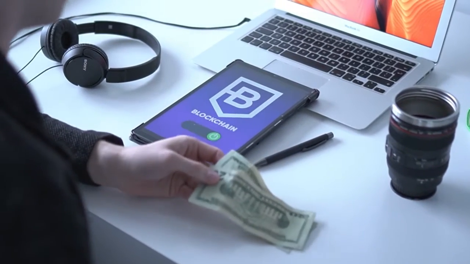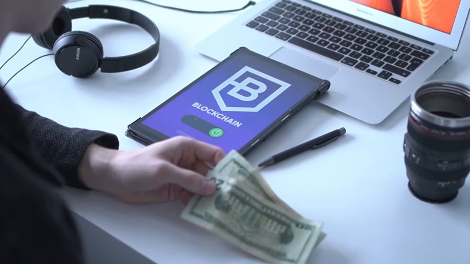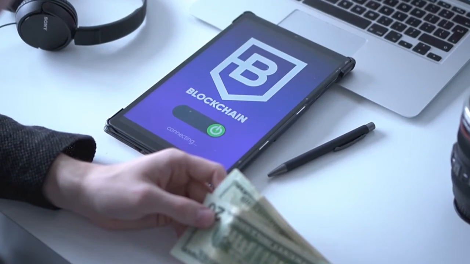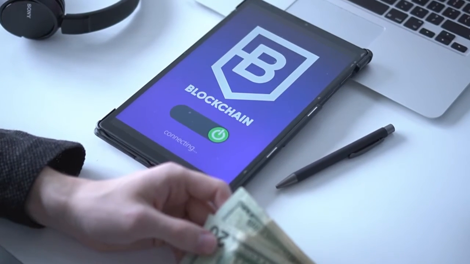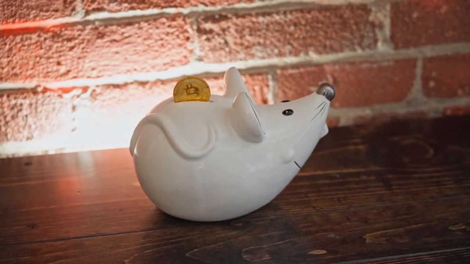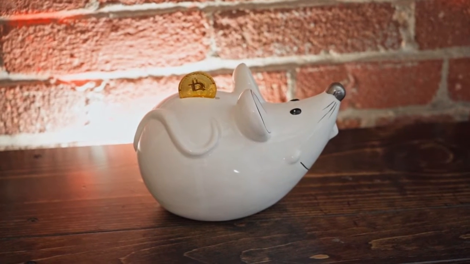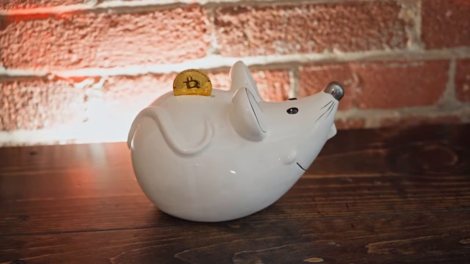The RSI indicator is currently at 46, which suggests that there is still some room for the price to fall. However, if the bulls can gain control over the market, we may see a rebound to the resistance level at 86 cents. The cryptocurrency market is in a bearish trend at the moment, with most coins seeing a decline in their prices over the last 24 hours.